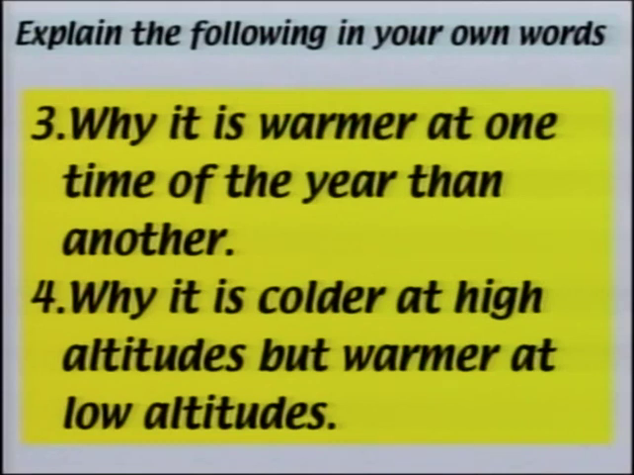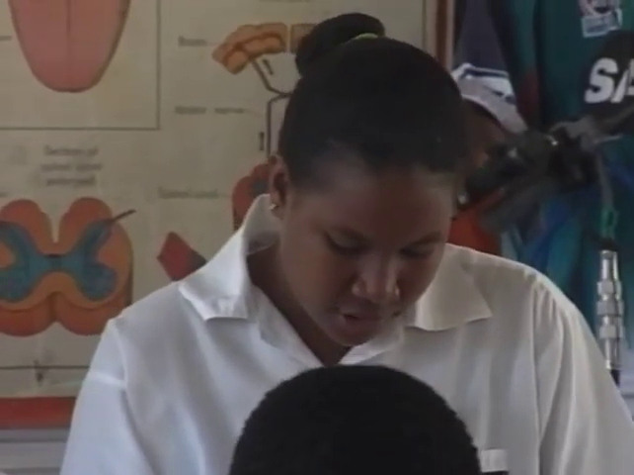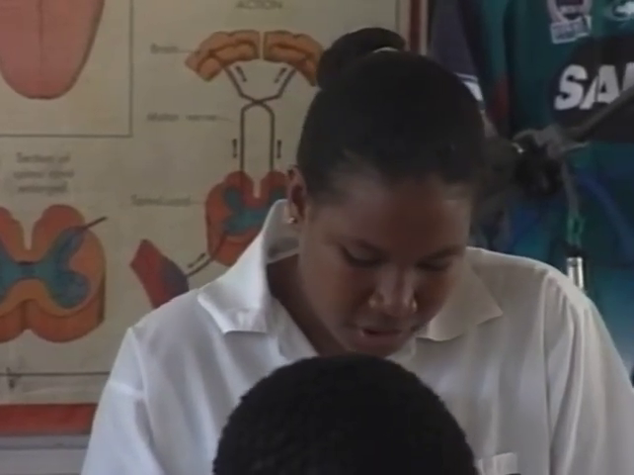Question number 3 reads, why is it warmer at one time of the year than another? That should go with our work on hotter in summer, colder in winter. Anyone in the class with an answer to that question? This is your homework question you're supposed to have completed. Marian, your answer for question 3, please. Because the Earth is tilted on its axis, one hemisphere receives more solar radiation than the other, so they receive different solar radiation. Okay, very good.